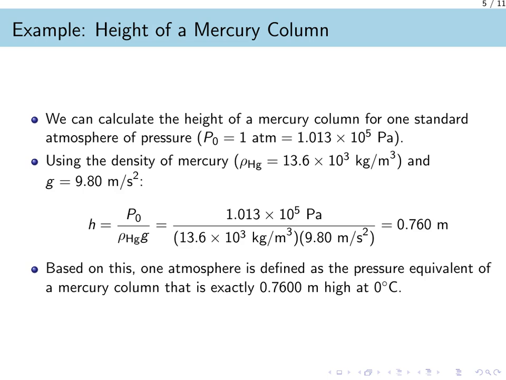This result is so fundamental that it forms the basis of a formal definition. 1 atmosphere is officially defined as the pressure exerted by a column of mercury that is exactly 0.7600 meters high at 0 degrees Celsius.